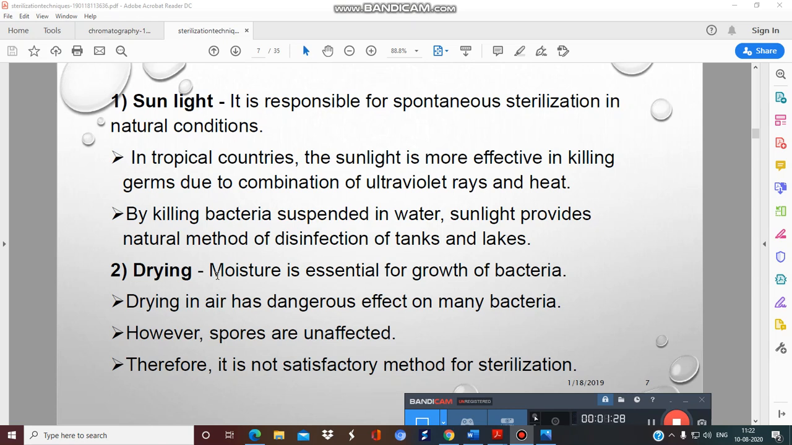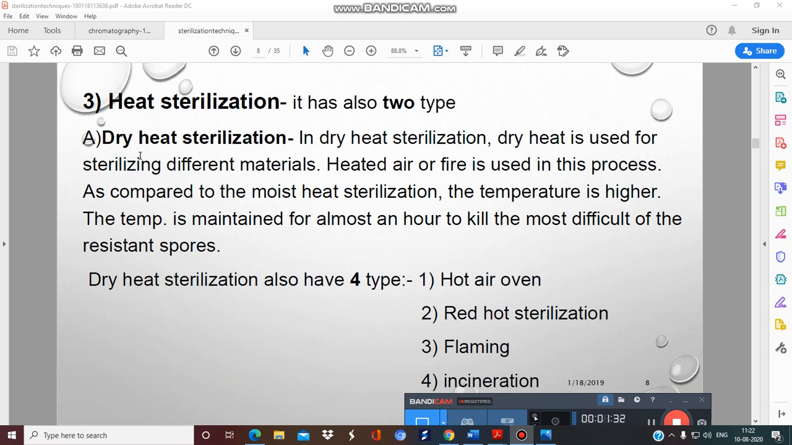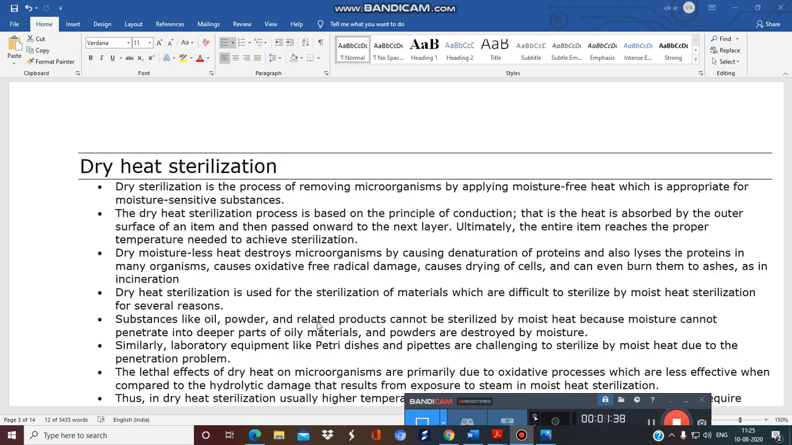So the next method is drying. Basically, in dry heat sterilization, dry heat is used for sterilizing different materials. Dry heat sterilization is a process based upon the principle of conduction.